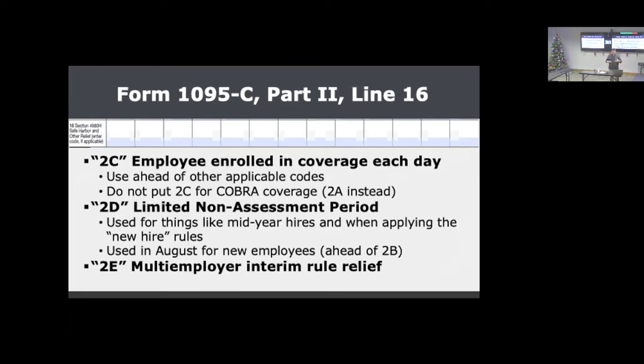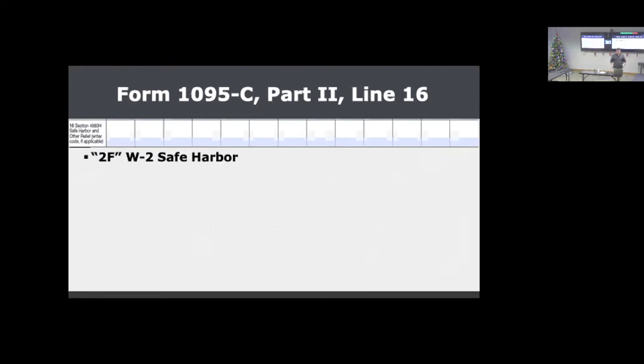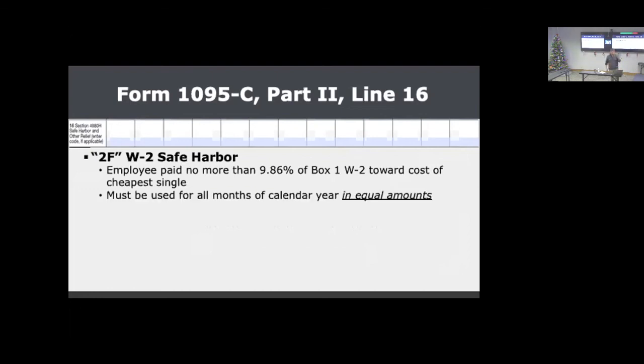2E is the multi-employer rule. Unless you're McDonald's, this probably isn't going to apply to you. So if you're a school or ESU, this likely won't matter. And then we get the safe harbor codes, right? 2F is the W-2 safe harbor. That's looking at their box 1 W-2. How much did you ask them to pay per month?